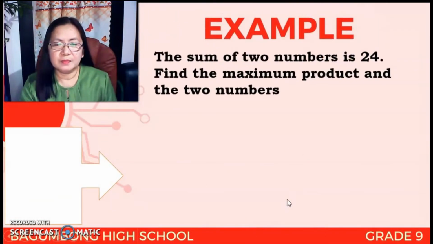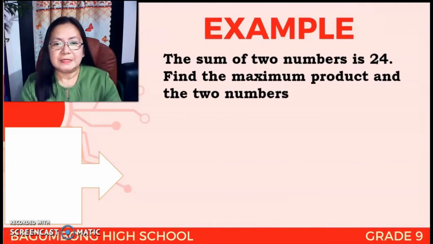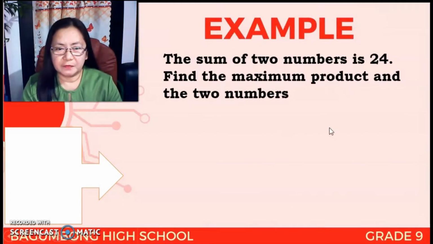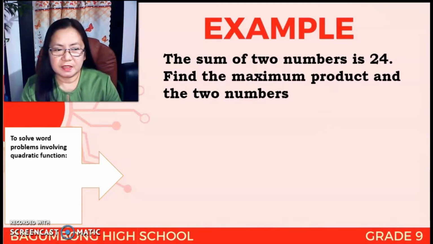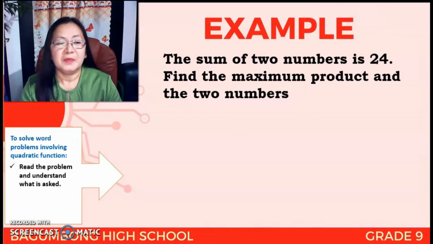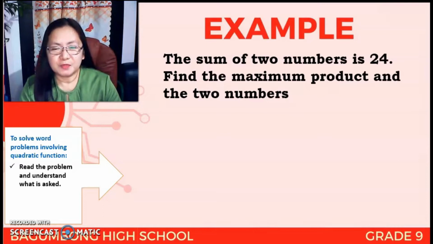Okay, let's have the first example. The sum of two numbers is 24. Find the maximum product and the two numbers. To solve word problems involving quadratic functions, first, read the problem. Understand what is asked. The sum of two numbers is 24. Find the maximum product and the two numbers.